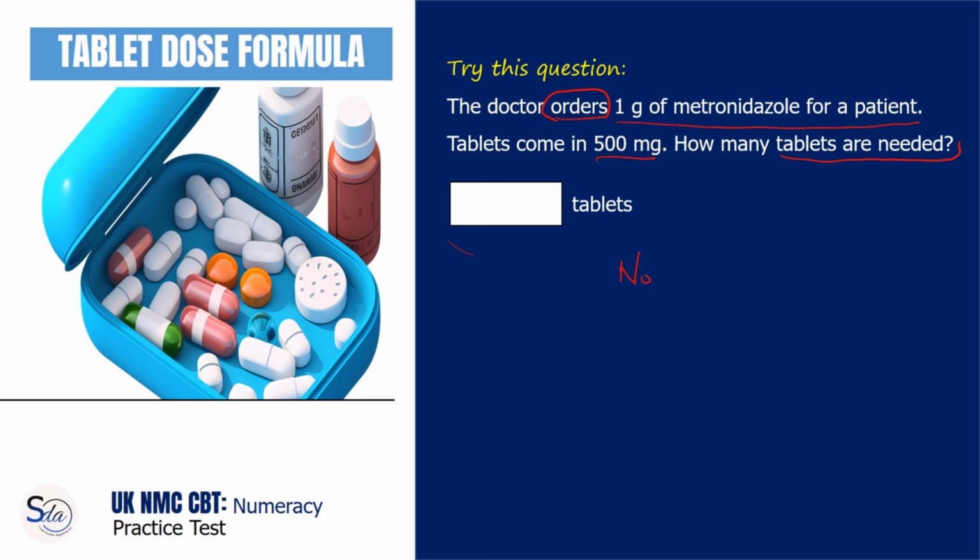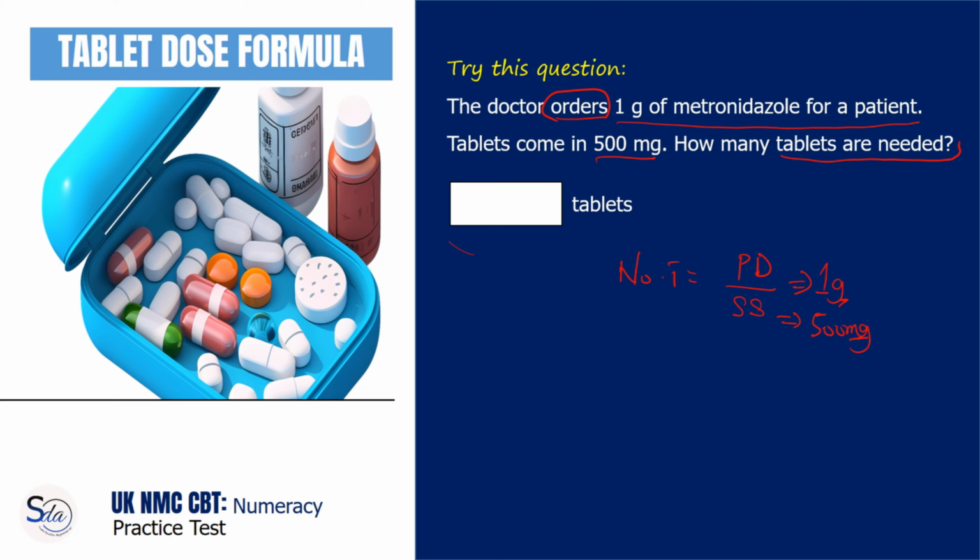The formula says number of tablets is equal to prescribed dose, let's represent that as PD, over the stock strength. So the question you should be asking yourself is, what is the prescribed dose? The question makes us understand that the prescribed dose here is 1 gram. And then the stock strength happens to be 500 milligrams. But you can see that the units are conflicting. In the prescribed dose, you have gram, and in the stock strength, you have milligram.